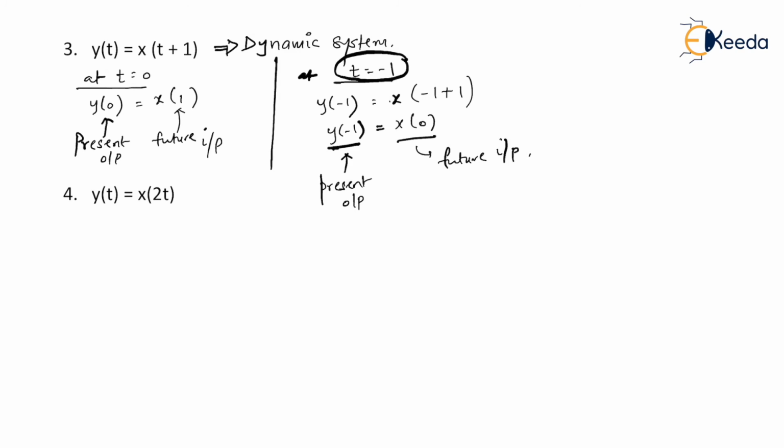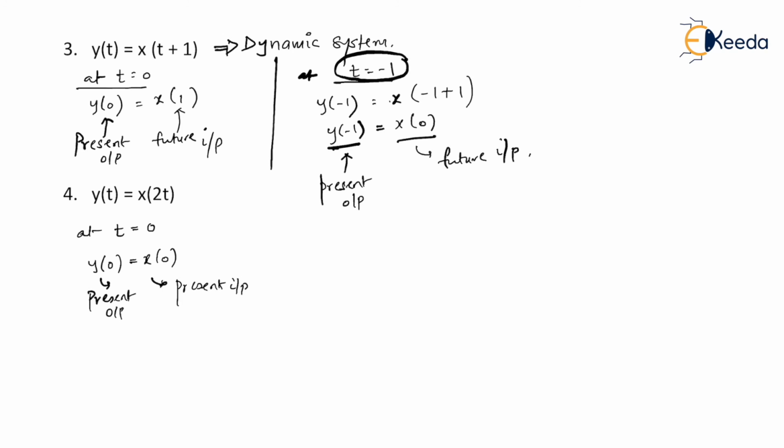So as you can see, every time present output depends on future input. So present output, when it depends on either future input or past input or both, then it is called as a dynamic system. So we have one more example now. Y of t is equal to x of 2t. Let's say at t equal to 0. Then y of 0 is equal to what? X of 0. So here we can say that present output depends on present input.